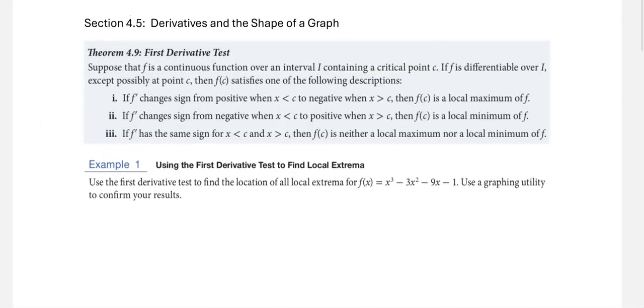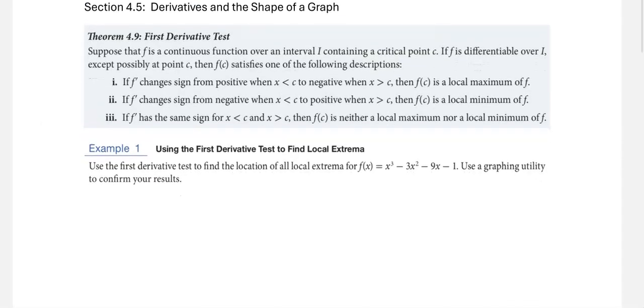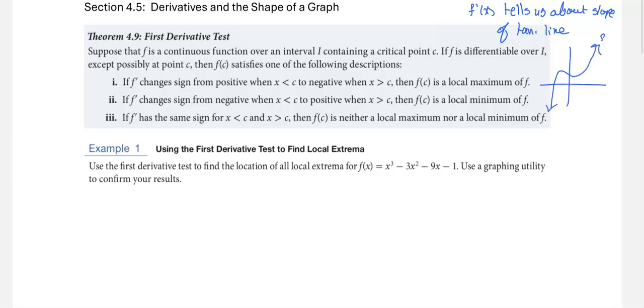In this video, we are going to talk about derivatives and how we can use derivatives to figure out the shape of the graph. So let's get started. We know that when we talk about the first derivative, it will tell us about the slope of the tangent line. Let's just think about a generic function here. I'll call this guy f of x.